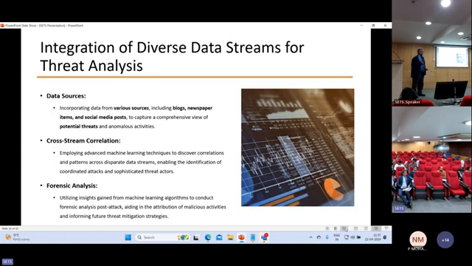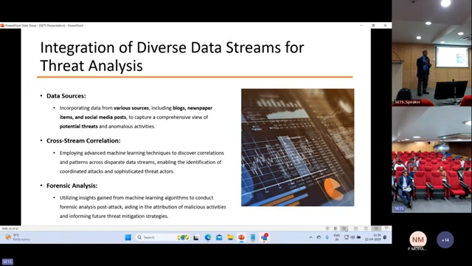So you have data sources, incorporating data from various sources like blogs, newspaper items, and so on, to get a view of potential threats and anomalous activities. Then the interesting thing in the integration is what we call cross-stream correlation. By applying advanced machine learning techniques, we can explore and discover correlations and patterns across diverse data streams. This enables the identification of coordinated attacks and minimizes any threat errors that we might encounter.